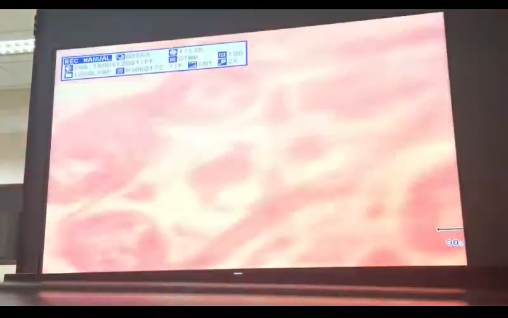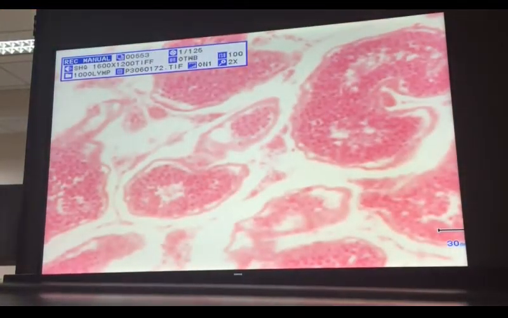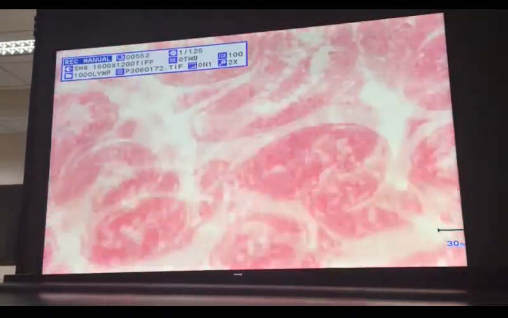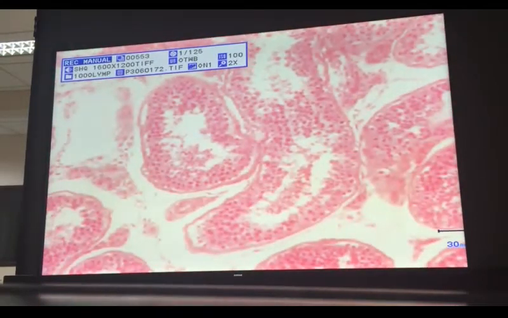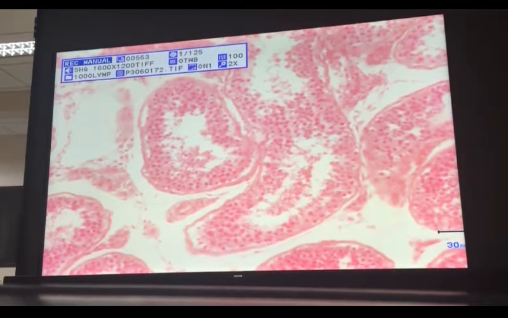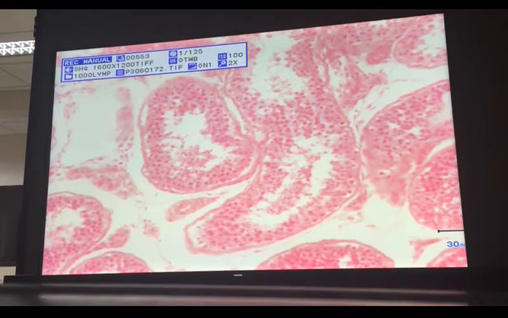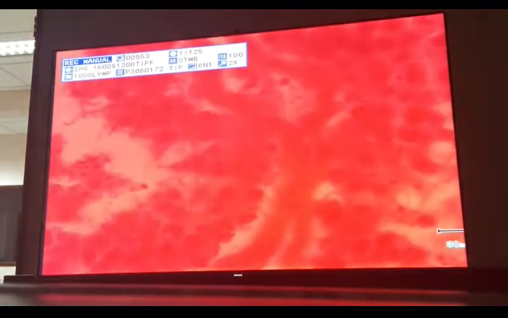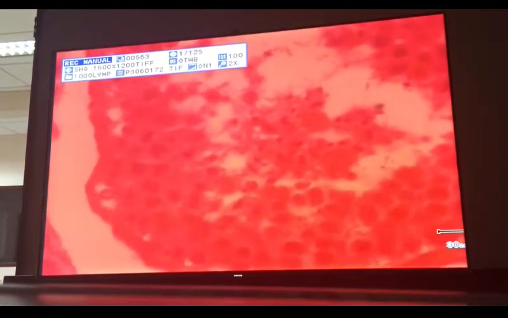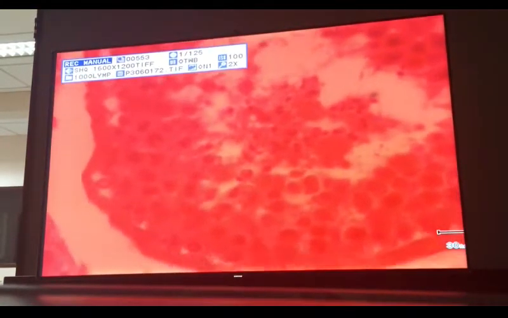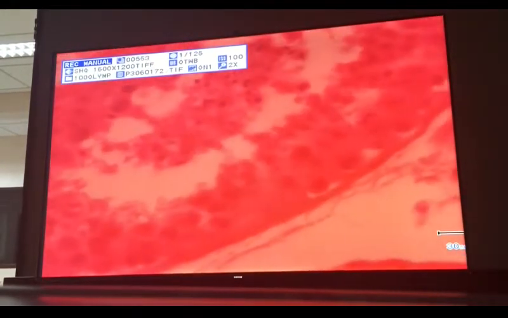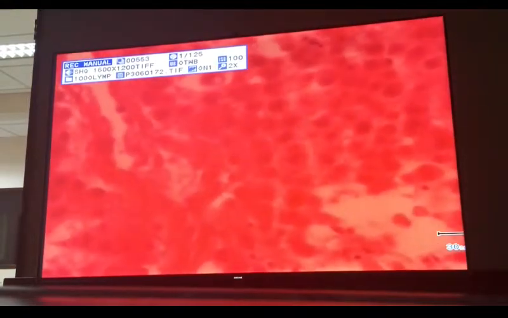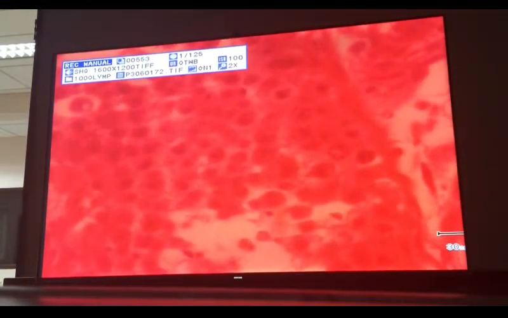Now, the seminiferous tubules are responsible for the production of the sperm cells. Collectively, those cells inside the tubules are called spermatogenic cells. Now, among the spermatogenic cells, the most primitive are called spermatogonia or the spermatogonium, singular form.